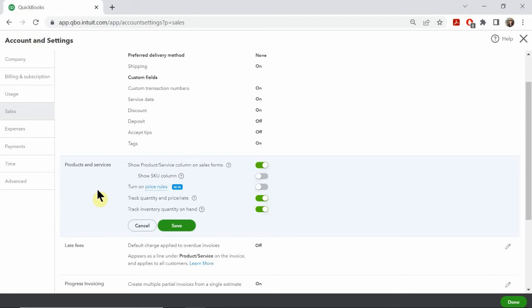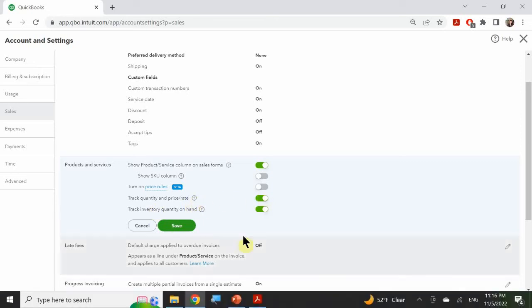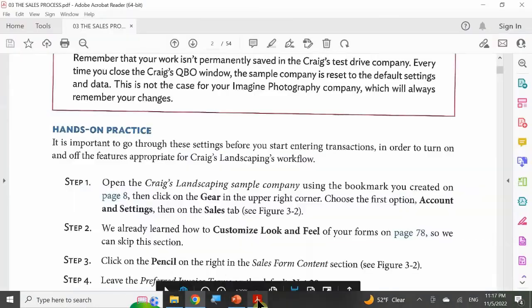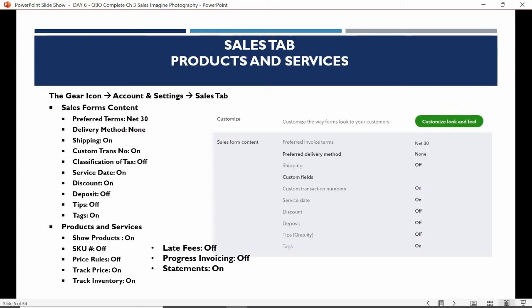We got show on the items on here. SKU numbers are off. Turning on prices is off already. We want to also make sure that we track our quantity and prices. Of course, that's always going to be on. And of course, you want to track your inventory, so you definitely want to have that on. That's going to be more relevant when we dive into the inventory section in chapter 10. So making sure those are on.